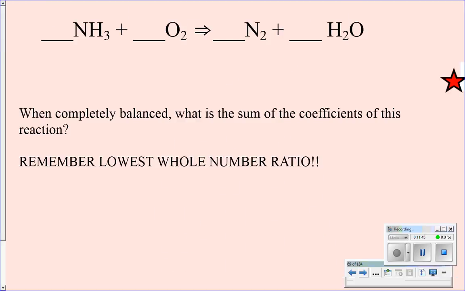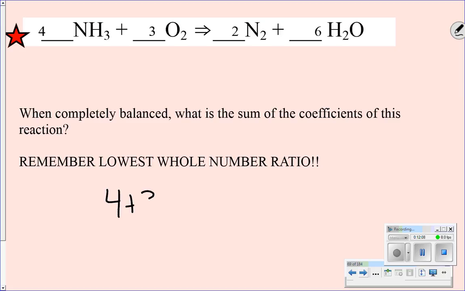Now, another thing that we might have to do is determine the sum of the coefficients in a reaction. So go ahead and pause, take a minute, and balance this. Let's get this all balanced. You get 4, 3, 2, and 6. Remember, we need to make sure these are the lowest whole number ratio, which they are. They ask you to sum the coefficients: 4 plus 3 plus 2 plus 6. I've seen this question before, so I just want to draw your attention to it. In this case, it equals 15.